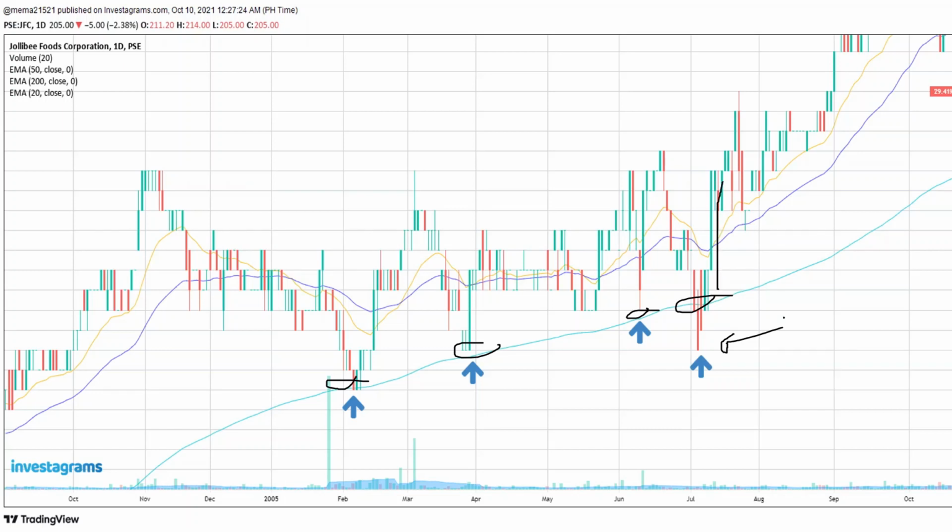So, kumbaga, we can consider EMA 200 as weak trend or weak uptrend. Pero hindi natin siya basta pwedeng kaligtaan na itong area dito ay considered na area of value. Right? So, we have to remember that. So, yun yung area kung saan usually nagtatapos yung mga pullback at nagkakaroon ng panibagong bounce.